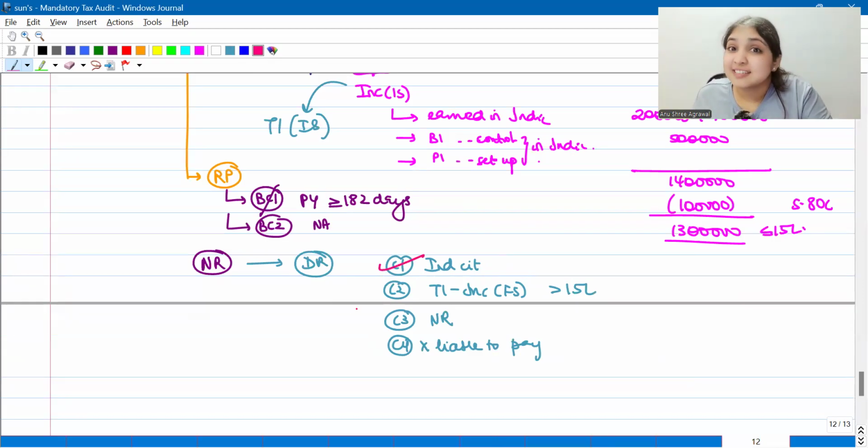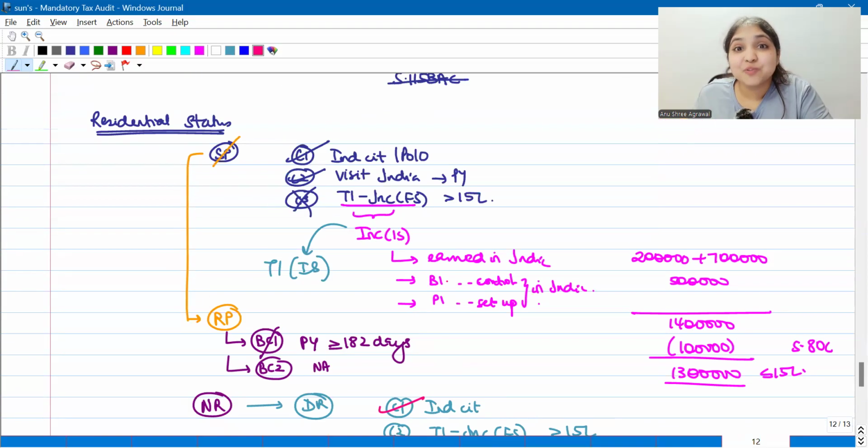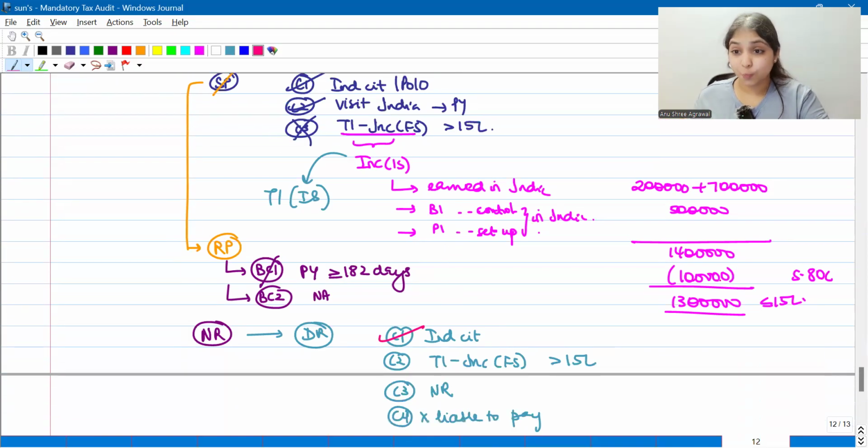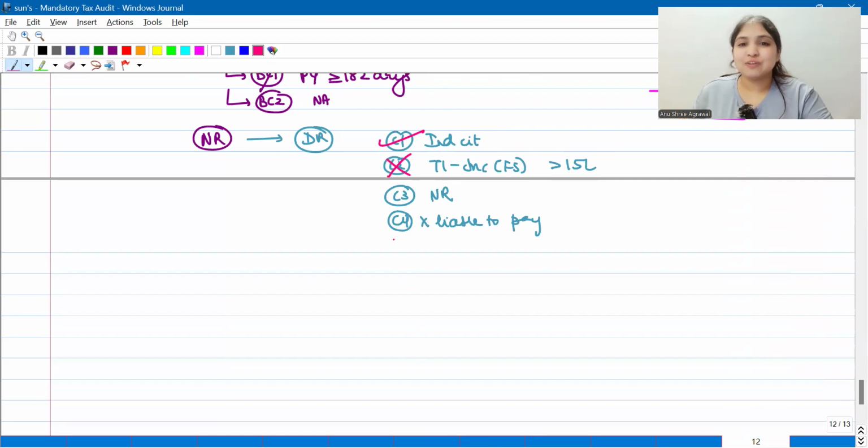Okay, yes, the assessee is an Indian citizen. But is total income minus income from foreign sources more than 15 lakhs? No. This is only 13 lakhs. We've already done the calculation over here. So this criteria is not fulfilled. So even if one criteria is not fulfilled, the assessee is not a deemed resident.